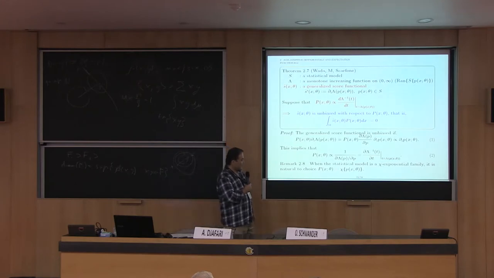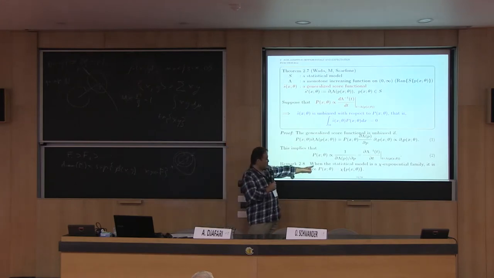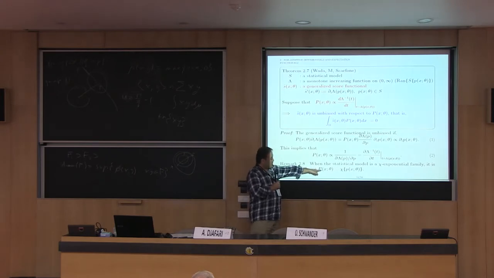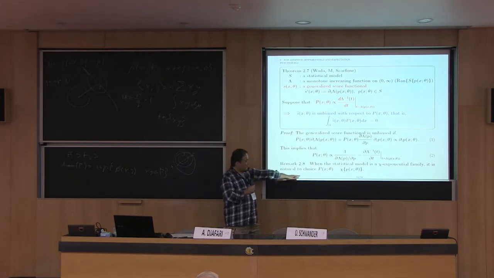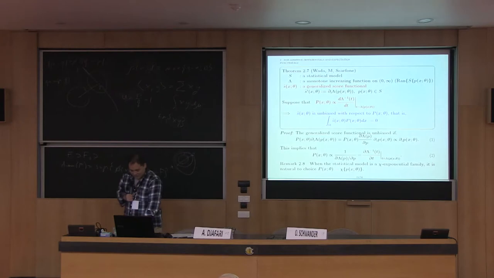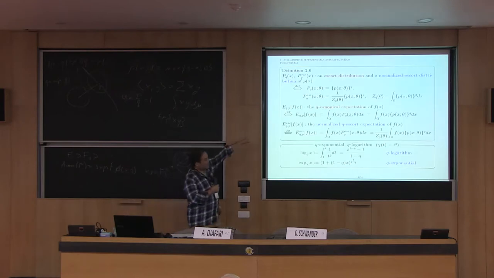So when the statistical model is a chi-exponential family, it is natural to choose capital P as this deformed positive measure. So the Q-exponential case, this one.